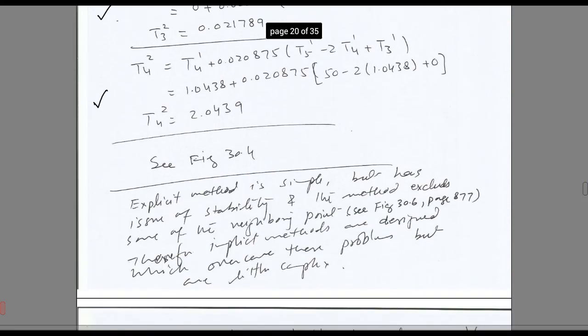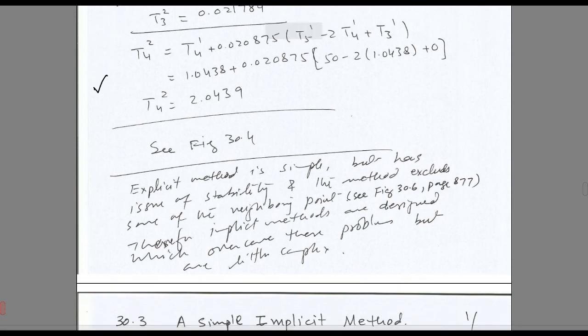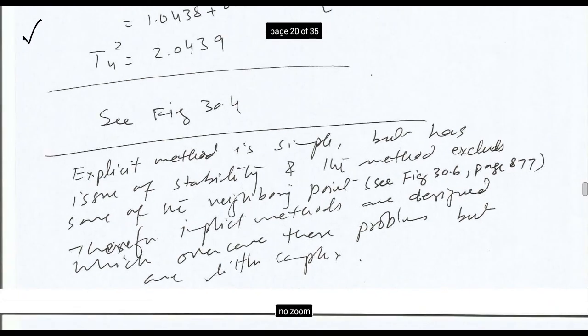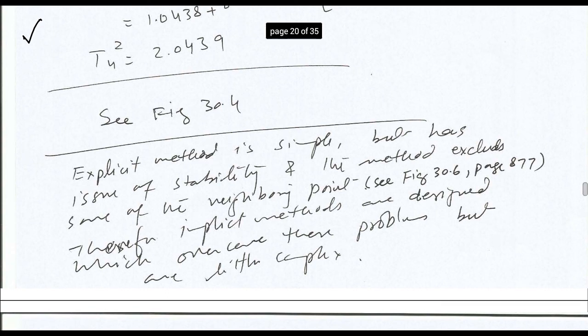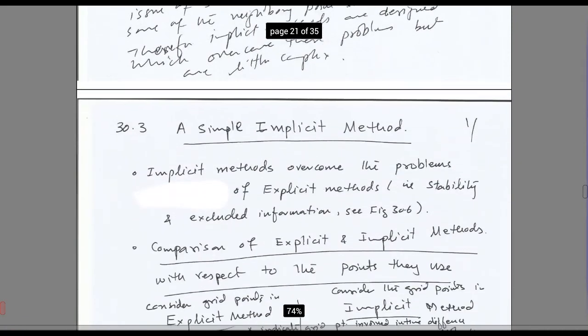It's better to refer back to figure 30.4. It's not here, but you can go and see the textbook. The explicit method is simple, but has some issues of stability, and the method excludes some of the neighboring points. For that, just go and see 30.6 on page 877. Therefore, implicit methods are designed to overcome these problems, but they are a little complex. Next, we will go to implicit methods.